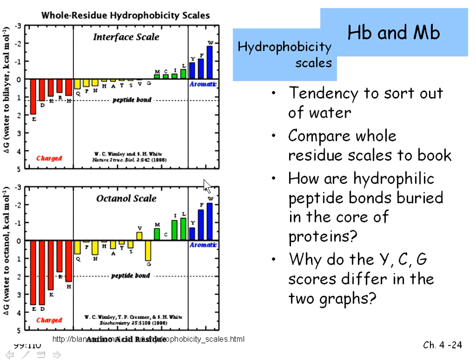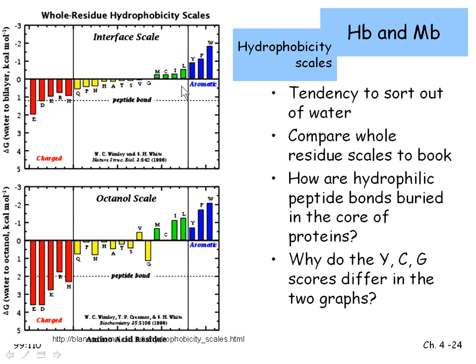The scales that people have come up with are generated in a number of different ways and can give slightly different or sometimes interestingly different answers. This is a scale that's a little different than the one in your book. This is looking at the hydrophobicity of it as a residue in a polypeptide, rather than as an amino acid. And the two scales are comparing either what's called an interface, the tendency to sort out into water or out of water at a water hydrophobic interface, like the vinegar oil interface in salad dressing, versus the tendency to sort into octanol, which is a straight solvent.